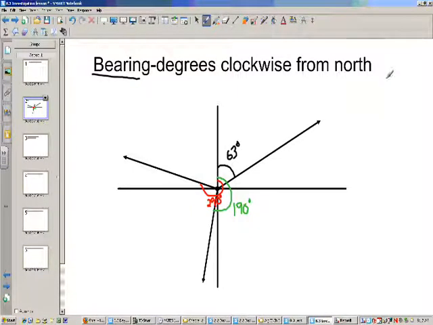But one thing that you need to know is what a bearing is. A bearing is the degrees clockwise from north. It's like this bearing is 63 degrees, because from north we went 63 degrees clockwise. This bearing down here is 190 degrees. So if I go 190 degrees, that's that bearing, and this one's 290.